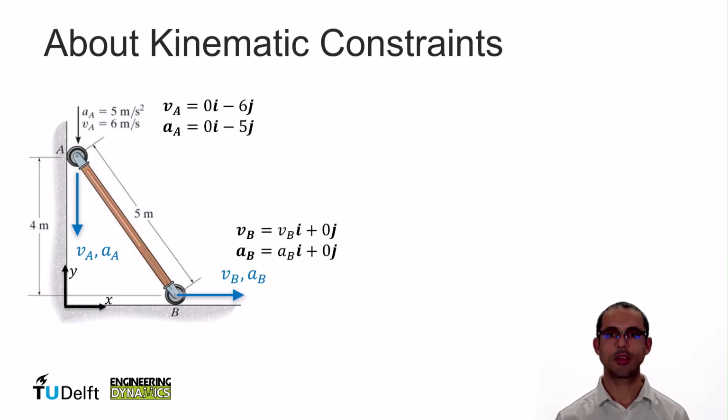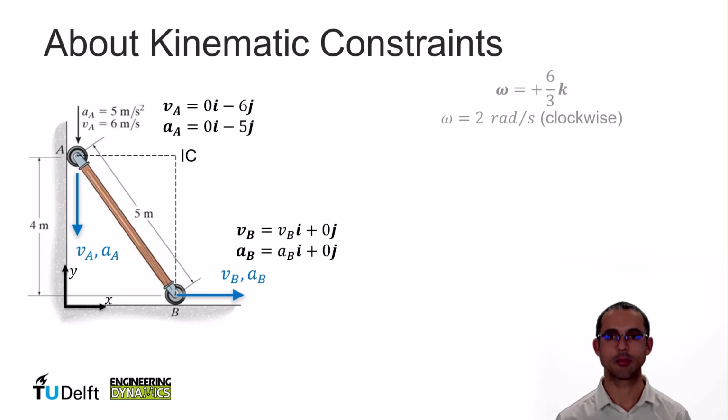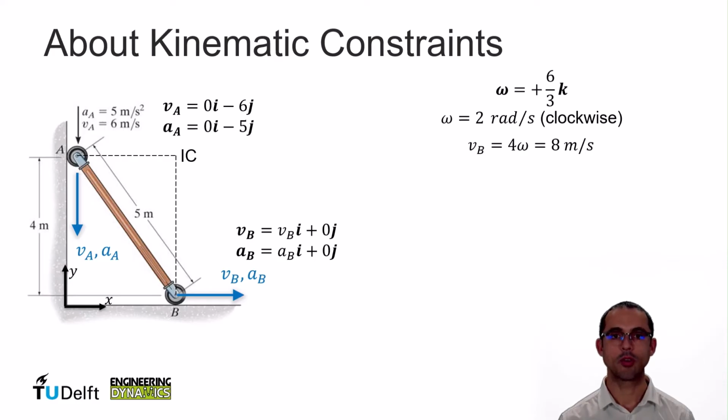Using the instantaneous center of zero velocity, we can conveniently find the angular velocity of the bar at this given instant. Note that the angular velocity vector has a positive component in the z direction, according to the right-hand rule. Make sure that you understand this. The calculation of VB using the IC is very straightforward. I advise you now to pause the video and make sure you understand how I obtained omega and VB.